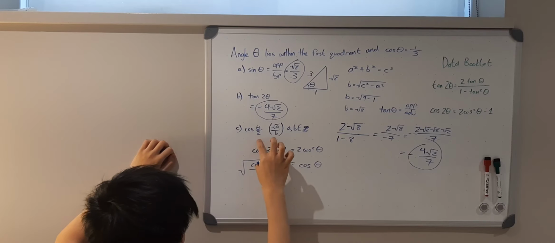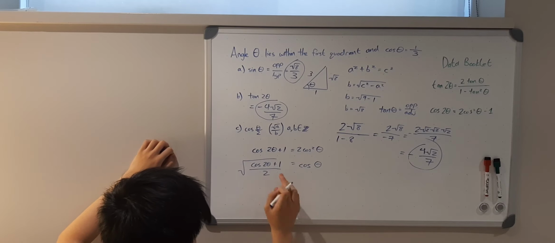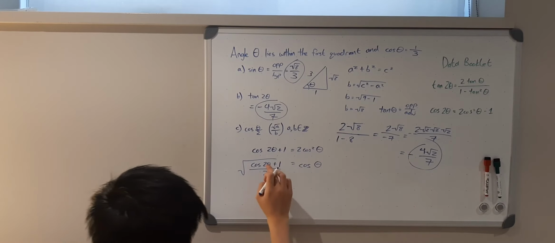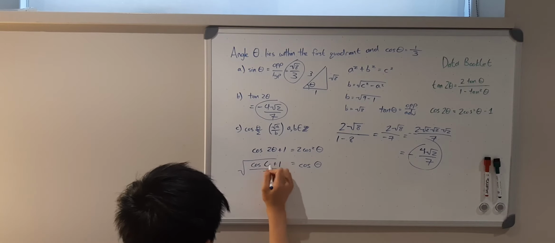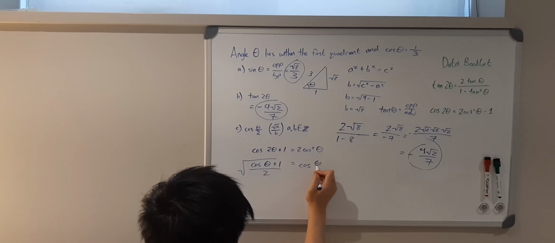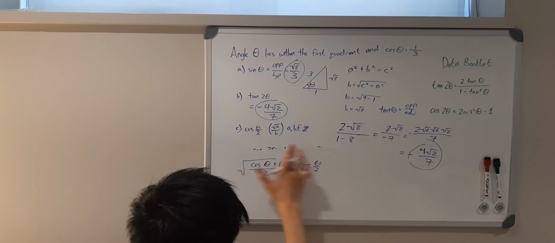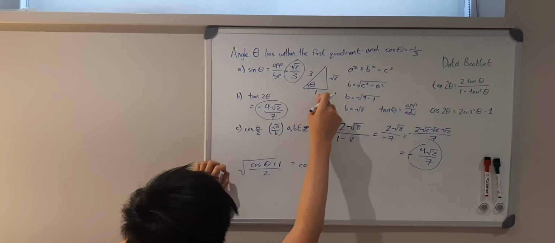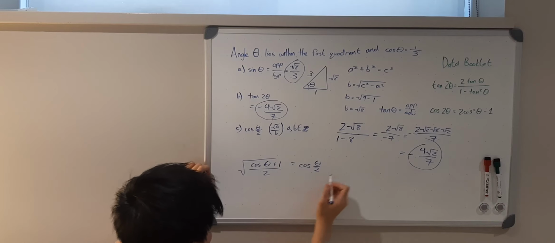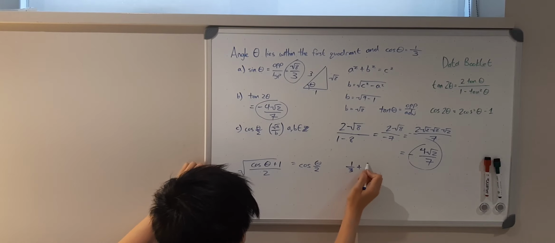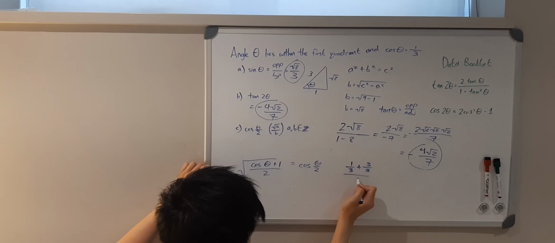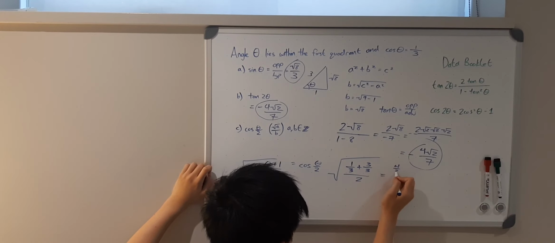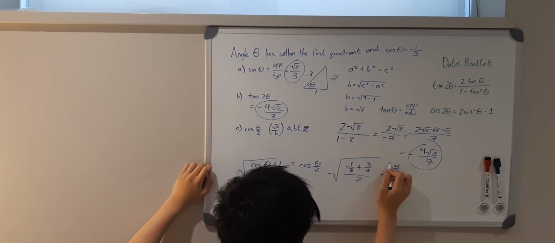Now keep in mind we're working with halves here, so all of the thetas will be over 2. I'll change it right now: this will be theta, and this will be theta over 2. And that's how we solve. First, cosine theta is adjacent over hypotenuse, that's 1/3. So 1/3 plus 1, over 2, square root. That's equal to the square root of 4 over 3 over 2.